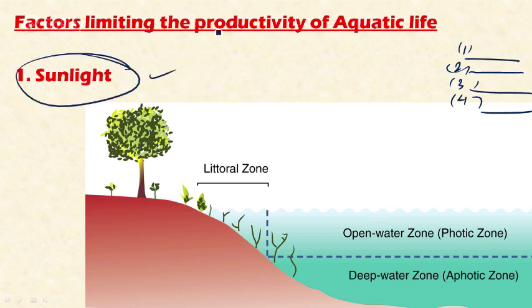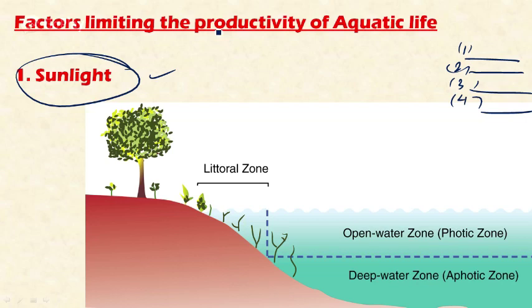These phytoplanktons utilize the sunlight to produce their own food, and these phytoplanktons are consumed by zooplanktons and some of the crustaceans. Those are consumed by small fishes, and then the big fishes. Here the food chain goes.